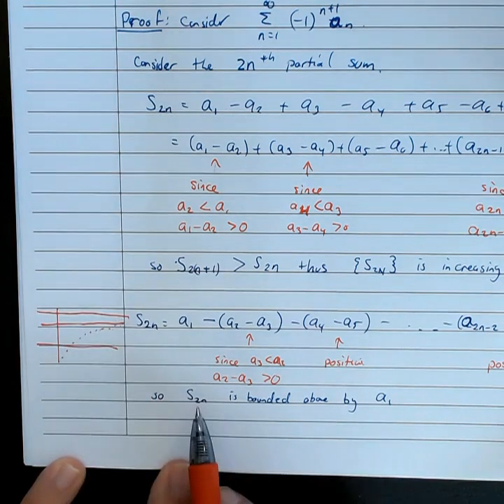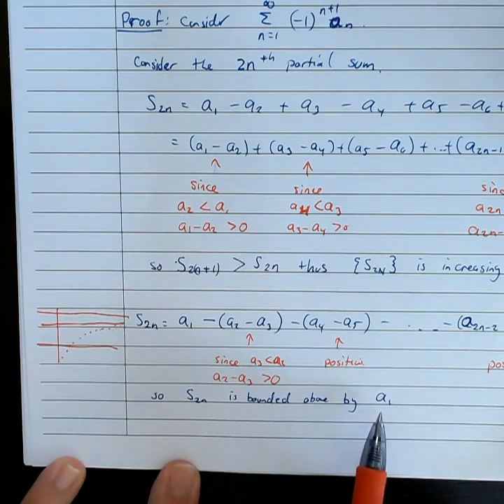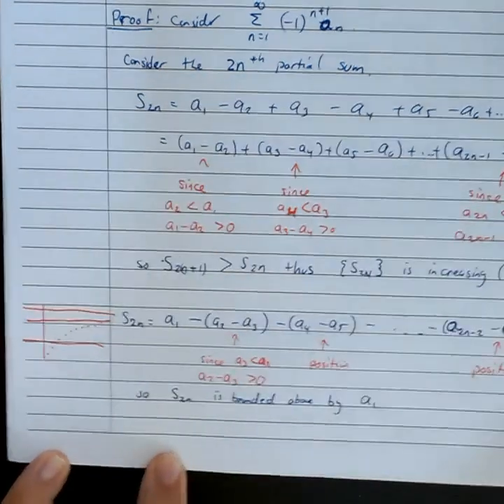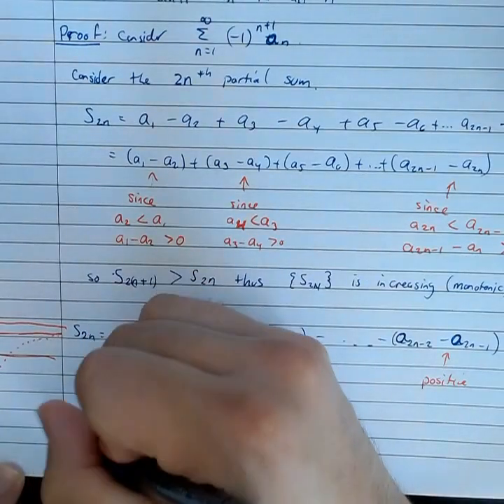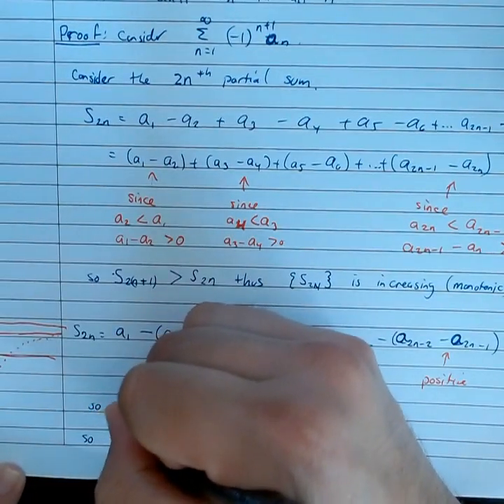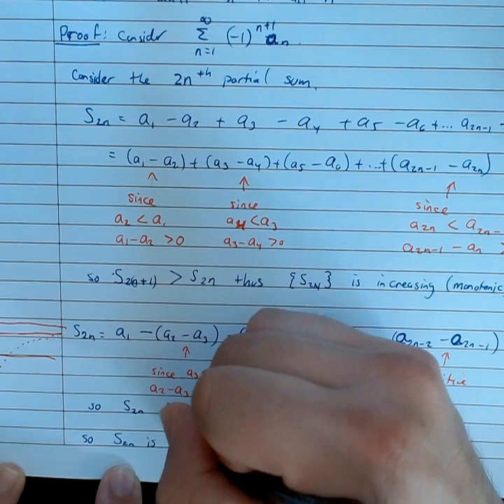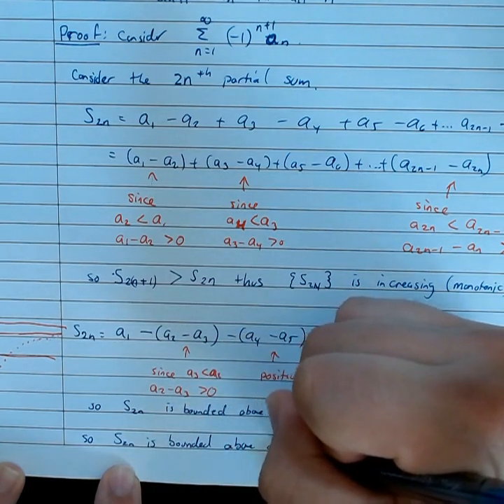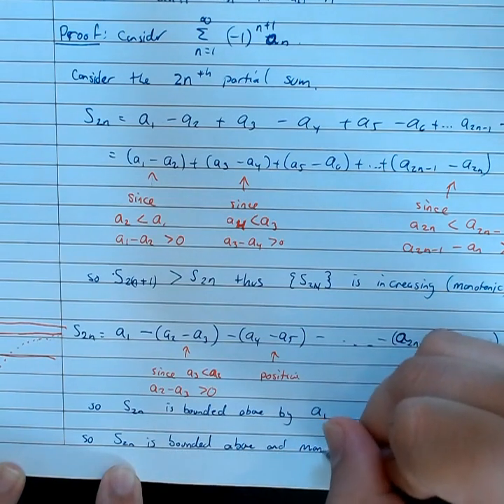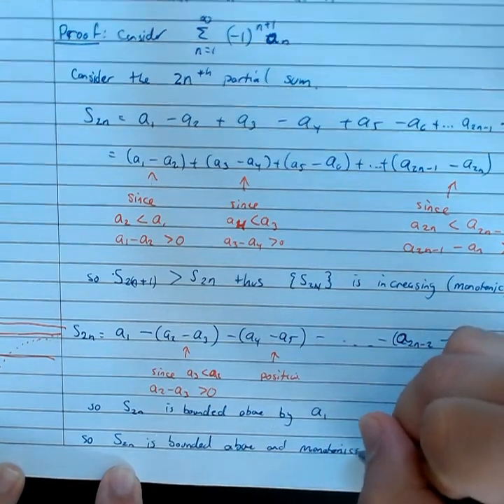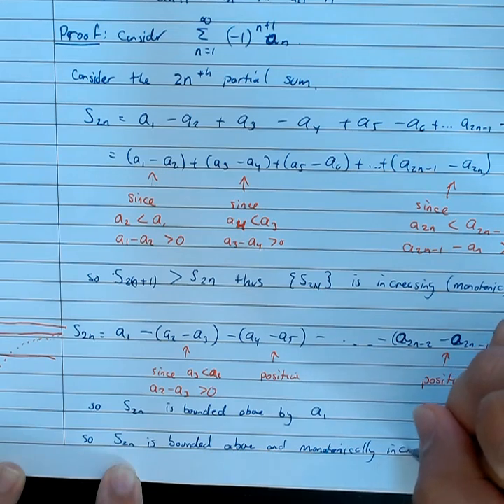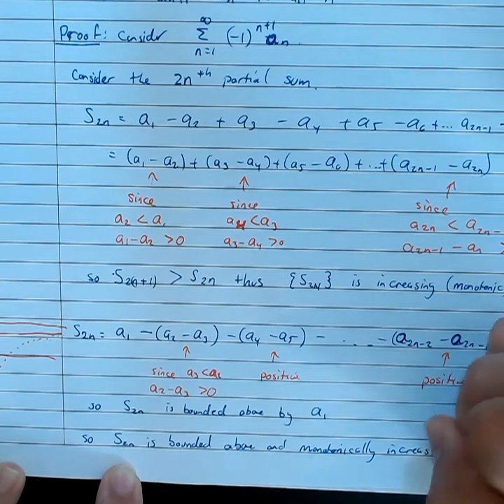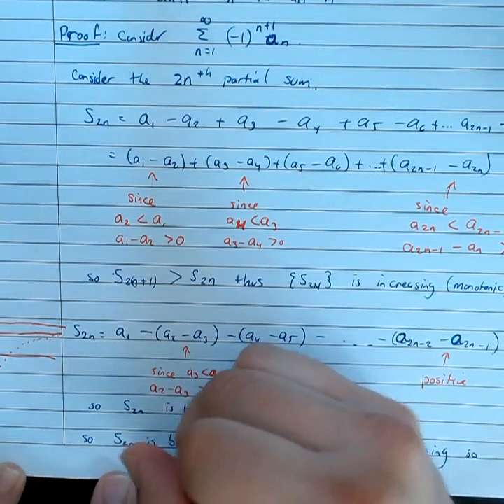So unfortunately, we can't say this converges to that, but we can definitely say that it converges. So here we say S sub 2n is bounded above and monotonically increasing, so it must converge.